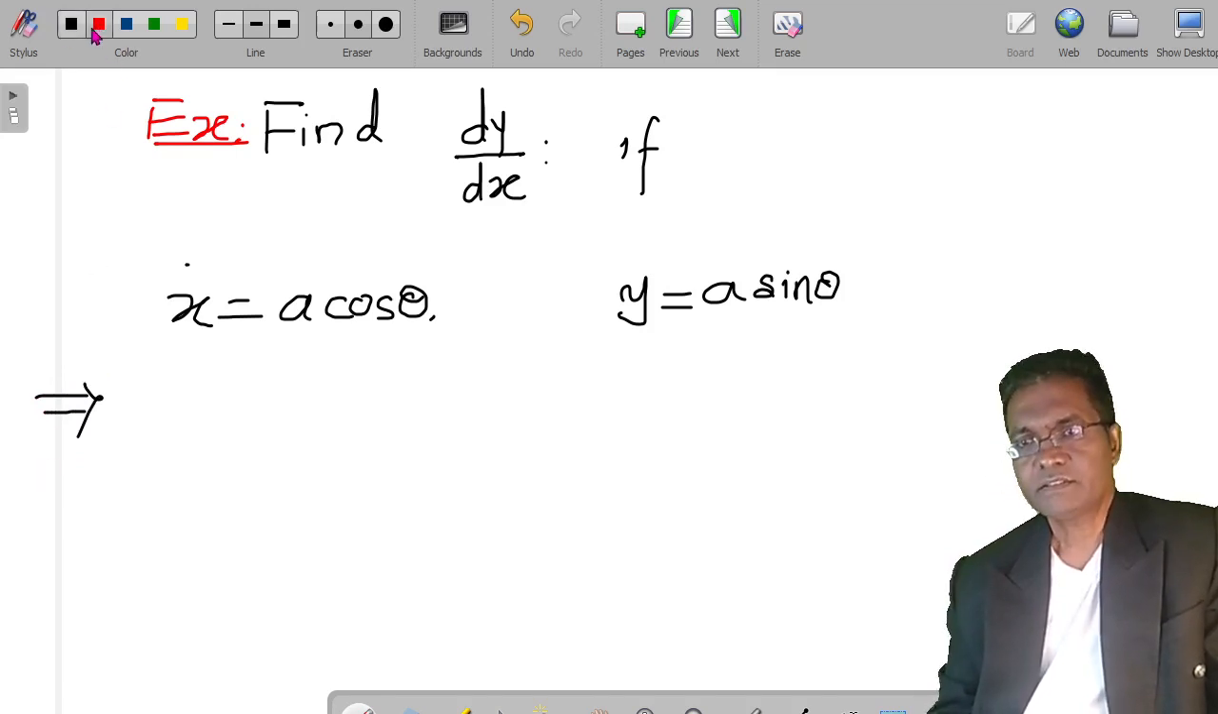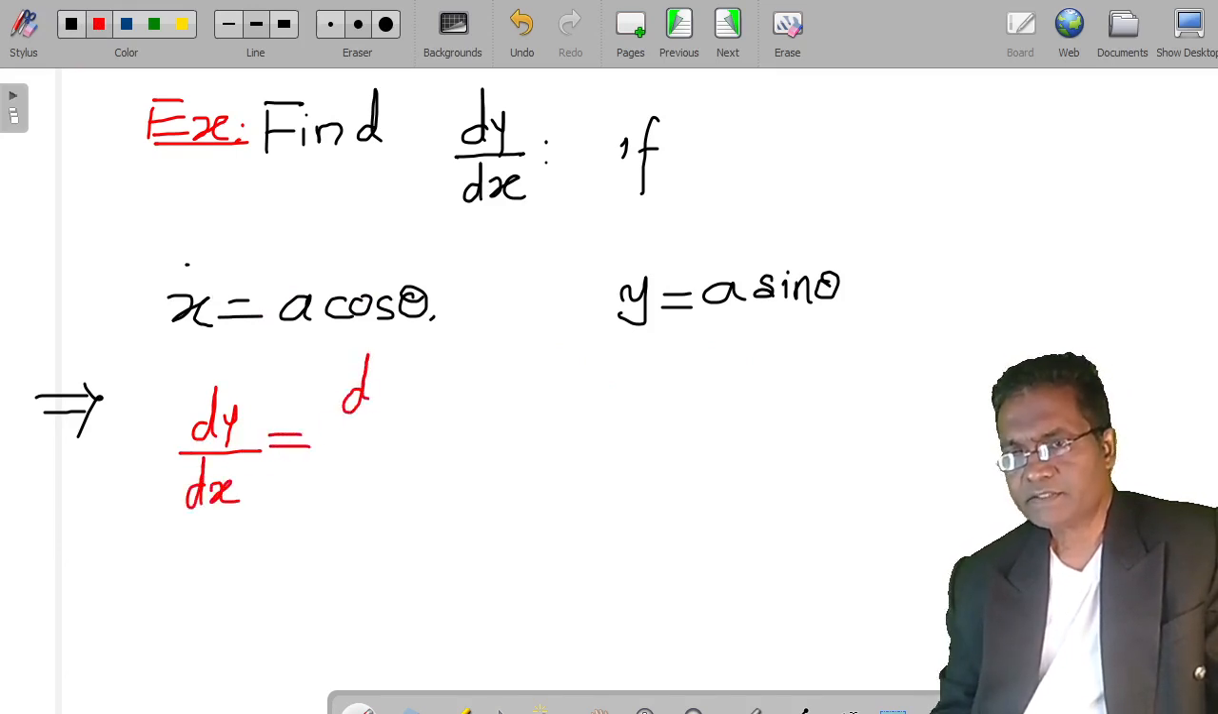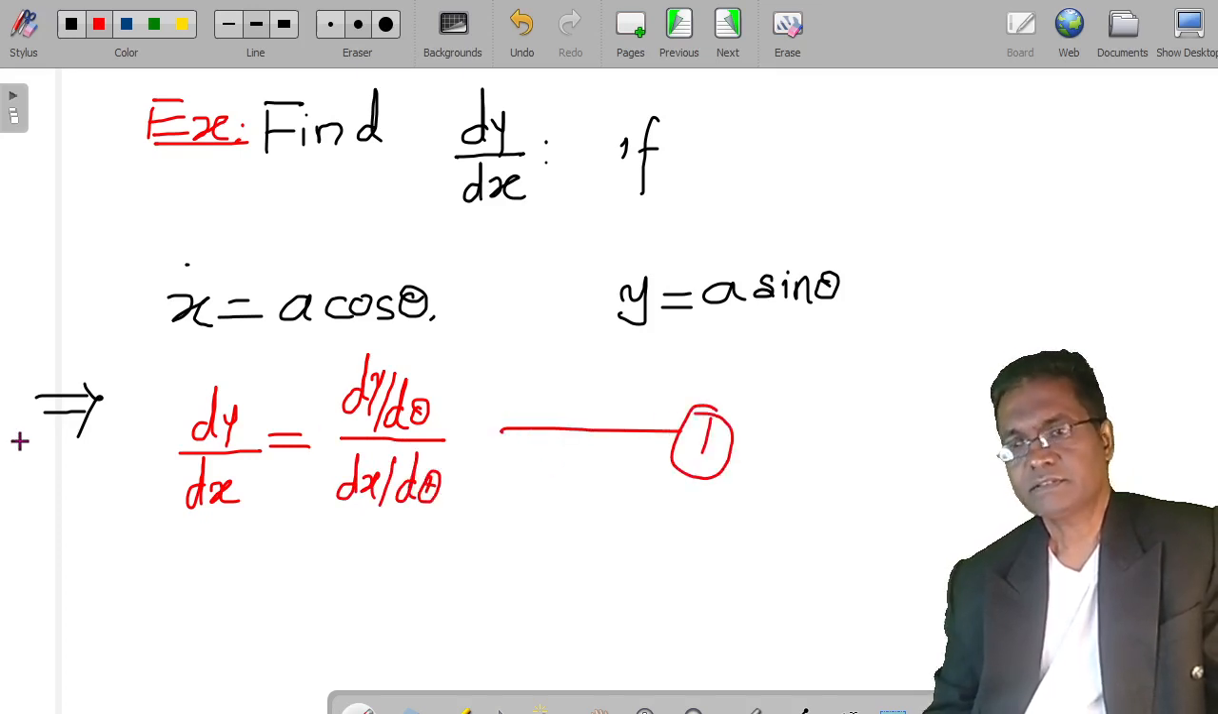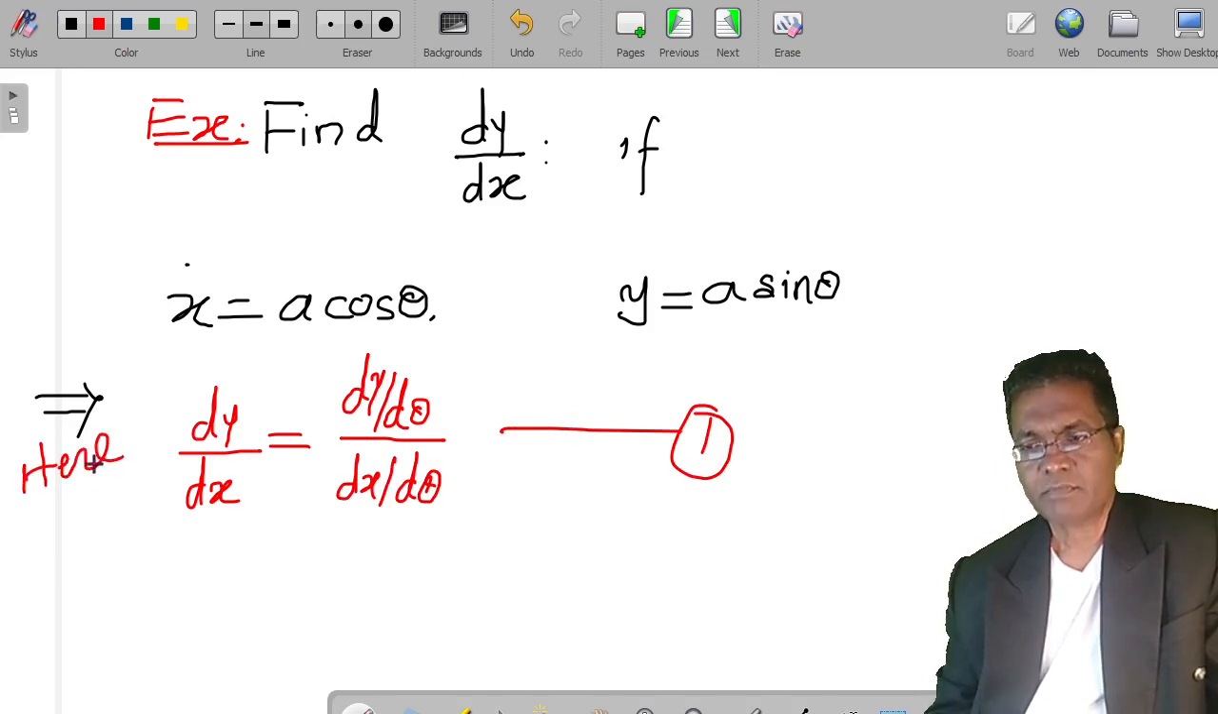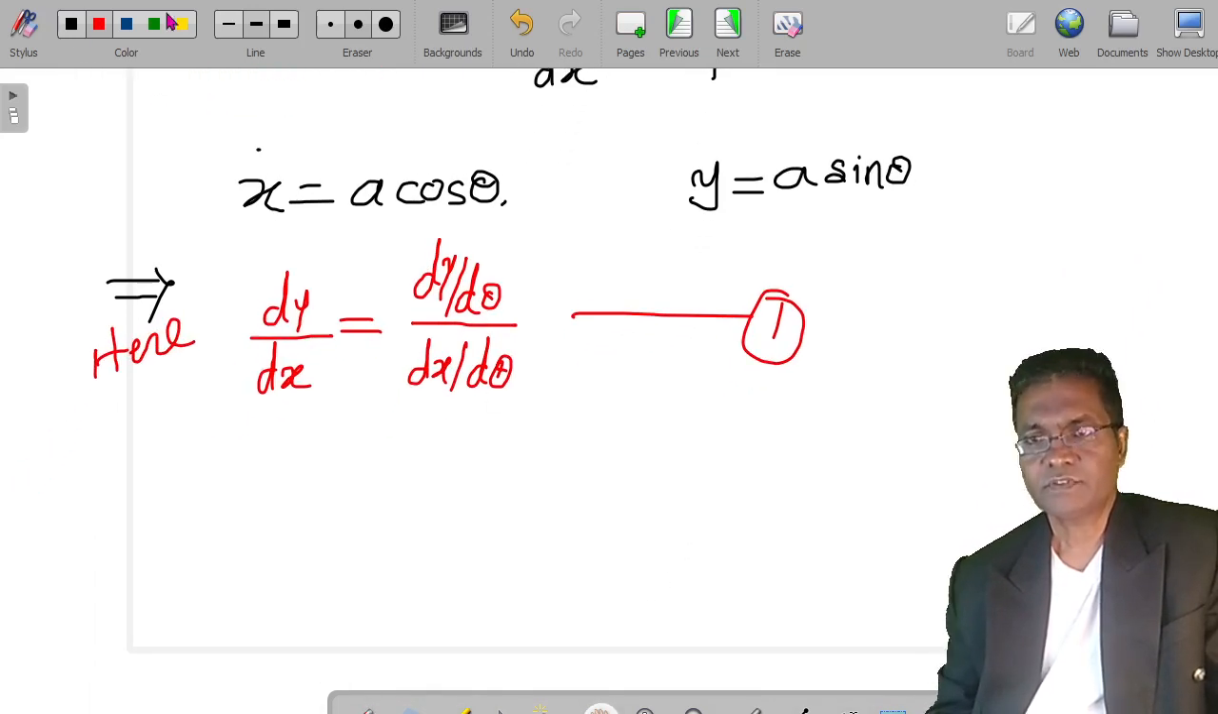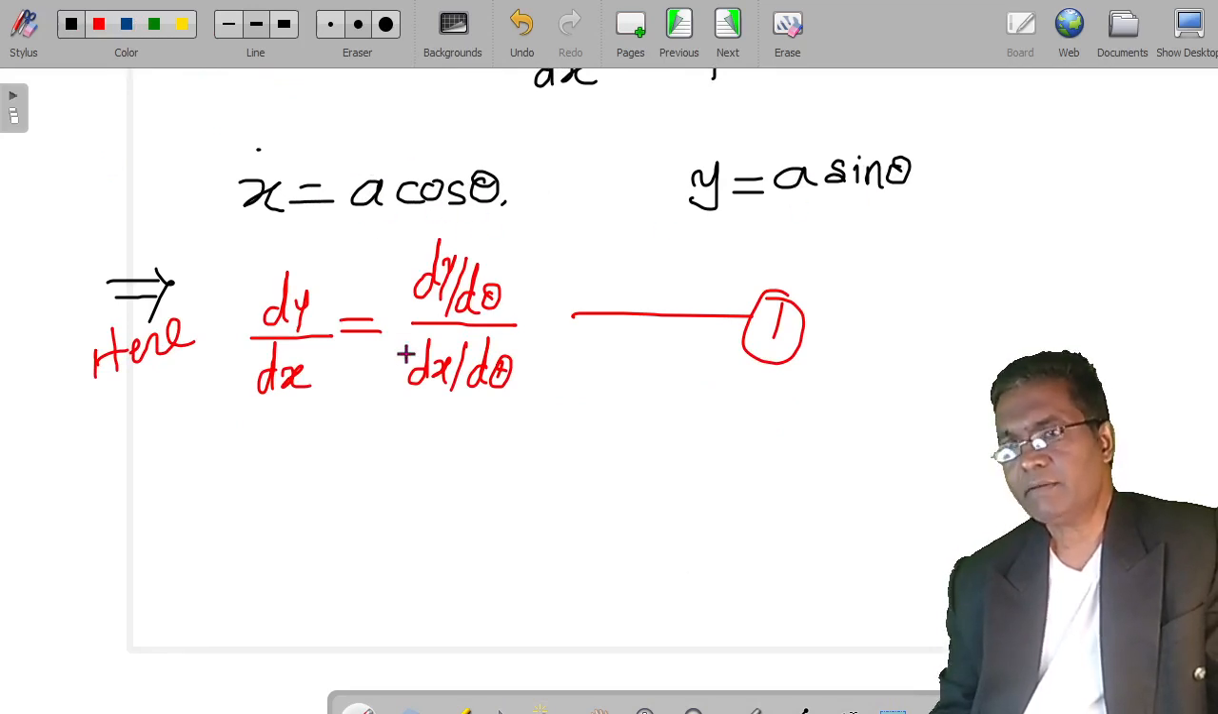So here x and y are in terms of theta, so you can write the formula dy by dx is dy by d theta by dx by d theta. Okay, so remember this. Now you have to find what is dx by d theta and dy by d theta. One can do it directly.